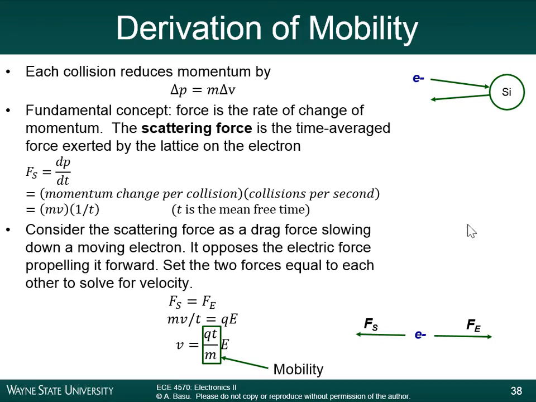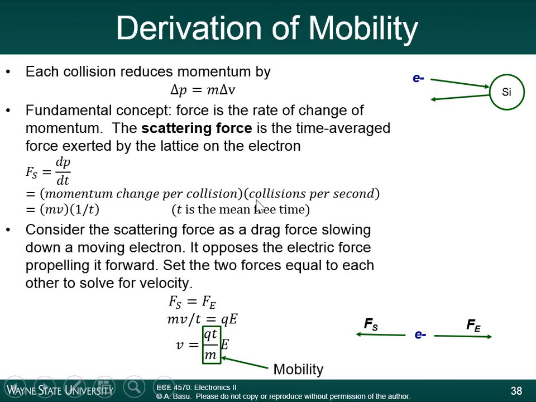So think about it this way. Think about a car that's going on a highway. There's a certain drag force associated with the car. The drag force is proportional to the velocity of the car. The faster the car is going, the more the drag force is going to be. This is similar with the case of electrons. The faster the electron is moving through the lattice, the more collisions it's going to undergo, and therefore the more the scattering force will be. So I like to think about the scattering force as sort of a drag force that's slowing the electron down. The drag force is proportional to how fast the electron is going.